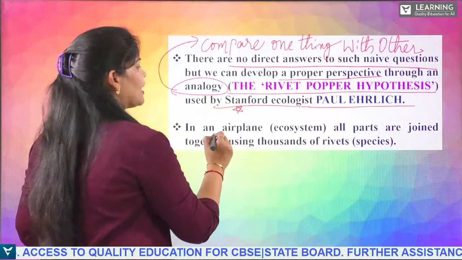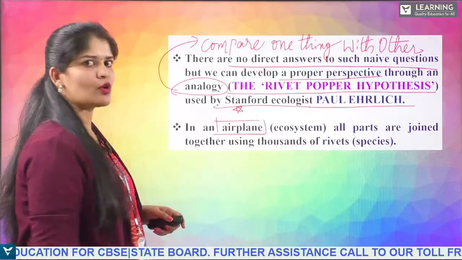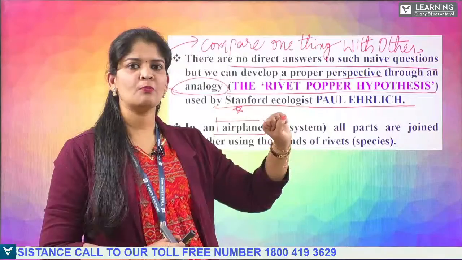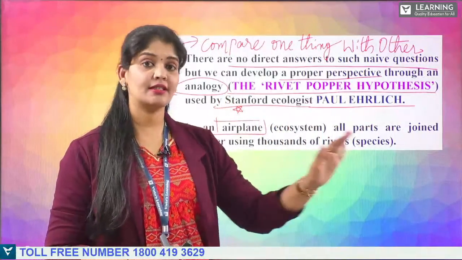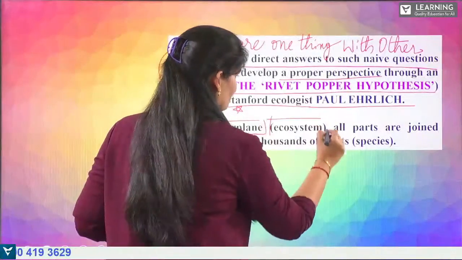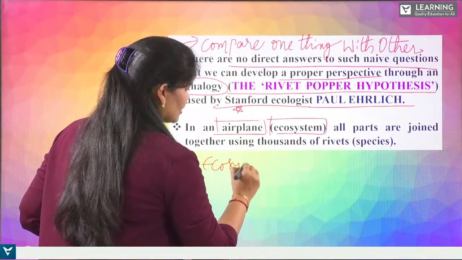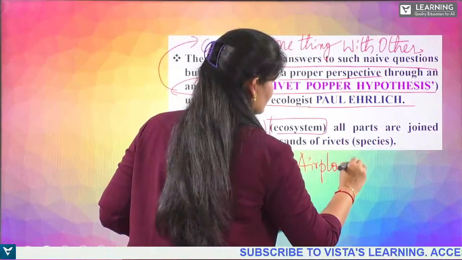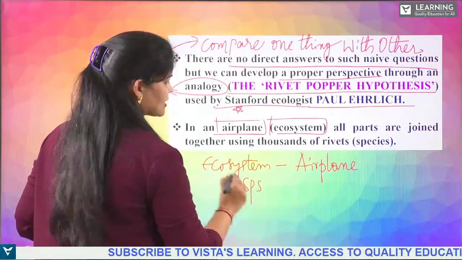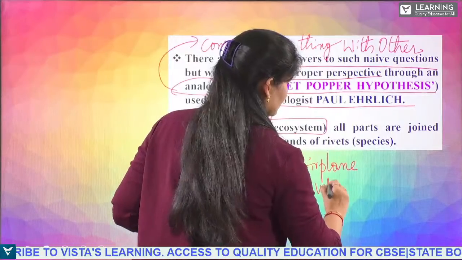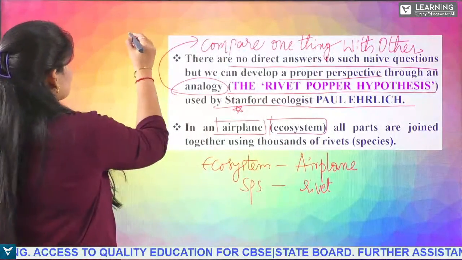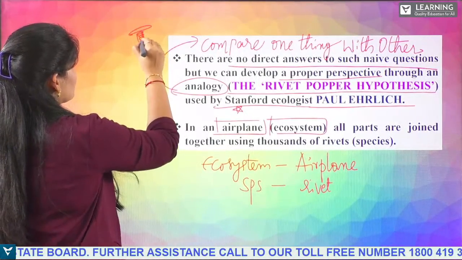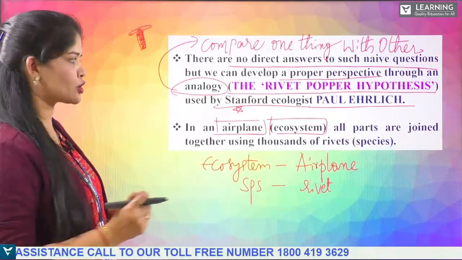Now, in an airplane, as we already said, this is all an analogy, a study by which we are comparing one thing with another. Here we are comparing our ecosystem with an airplane, and the species present in this ecosystem with rivets. What do you mean by rivets? Rivets are nothing but bolts or screws.